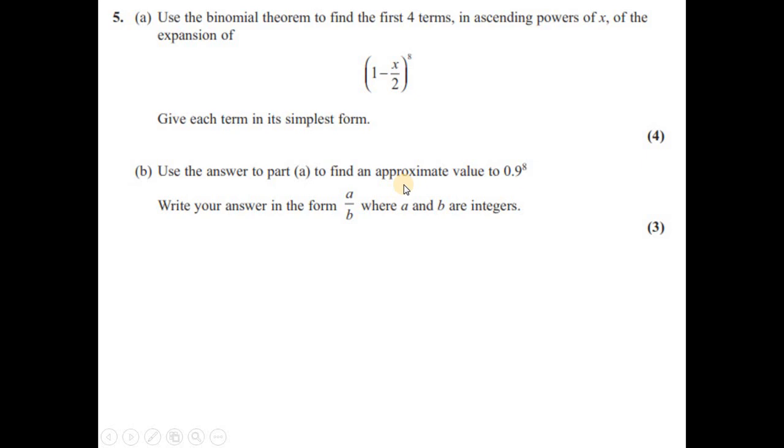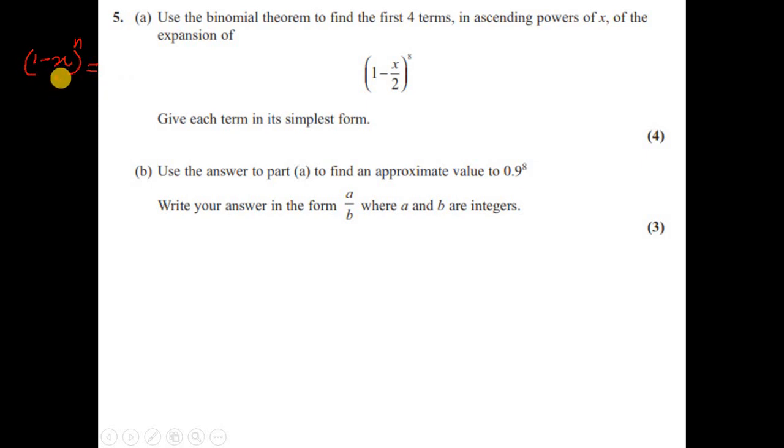Question number 5. Use the binomial theorem to find the first 4 terms in ascending power of x of the expansion of 1 minus x by 2 to the power 8. Give each term in its simplest form. Okay, so if you see this expansion, this is in the form of 1 minus x whole power n.